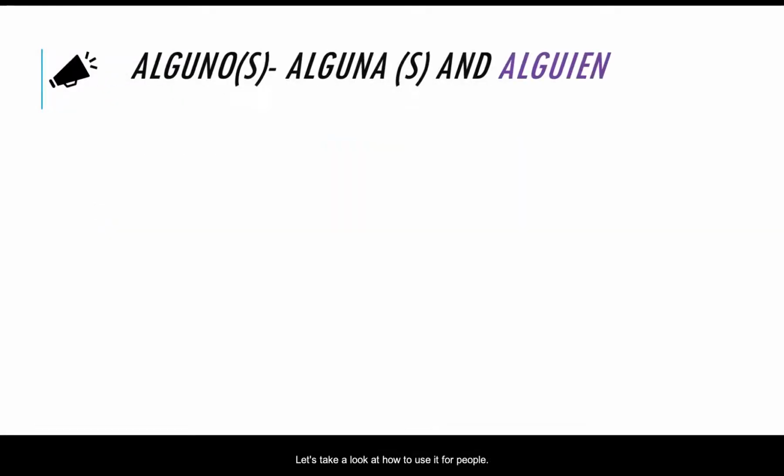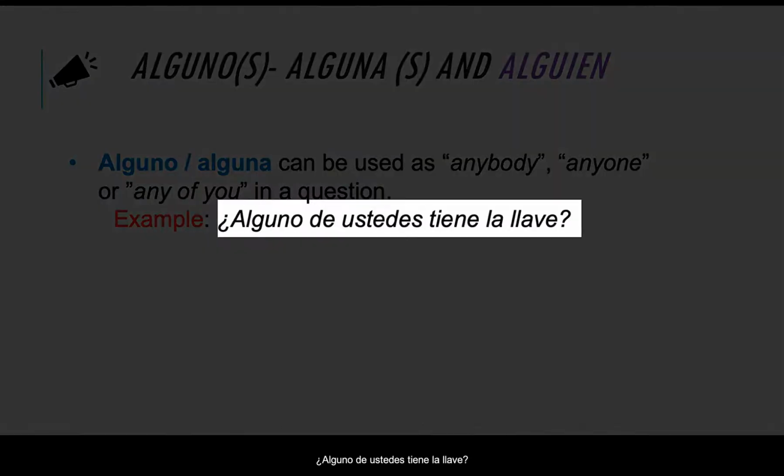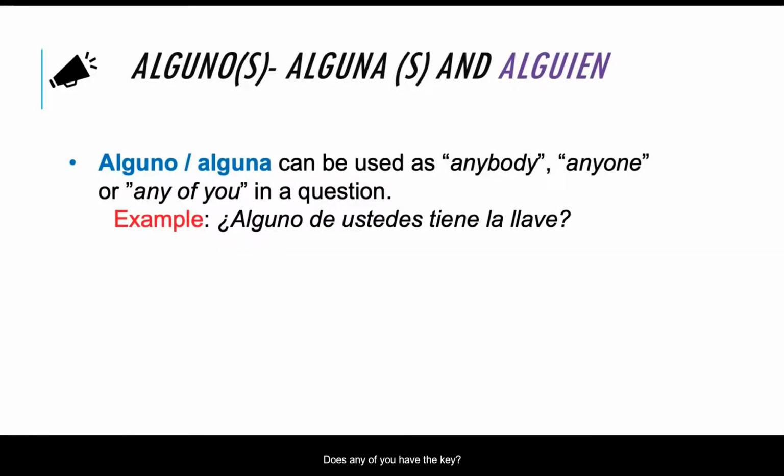Let's take a look at how to use it with people. How to use alguno, alguna, and what's the difference with alguien. Alguno or alguna can be used as anybody or anyone or even any of you in a question. Remember, alguno for masculine, alguna for feminine. Let's take a look at some examples. ¿Alguno de ustedes tiene la llave? Does any of you have the key?